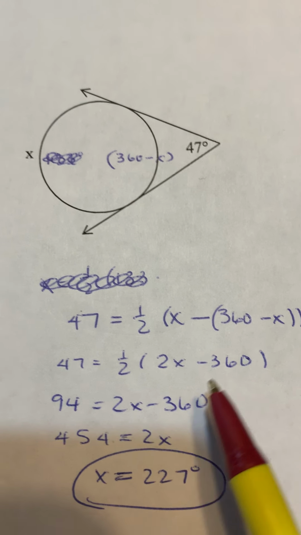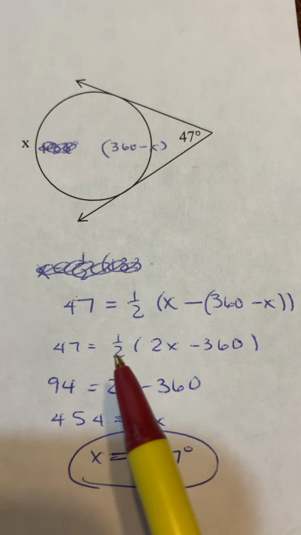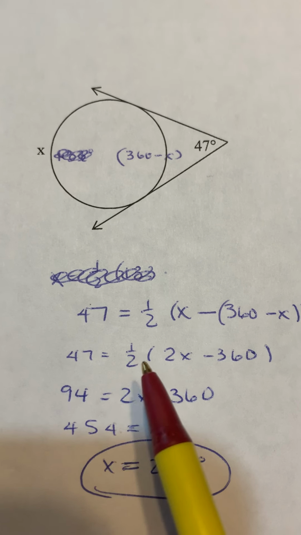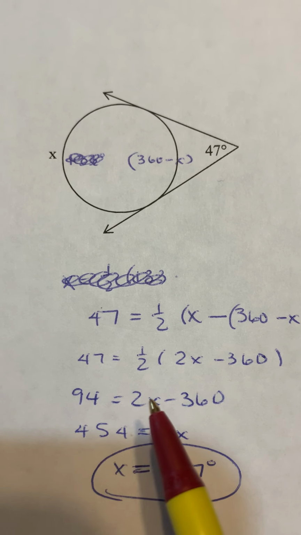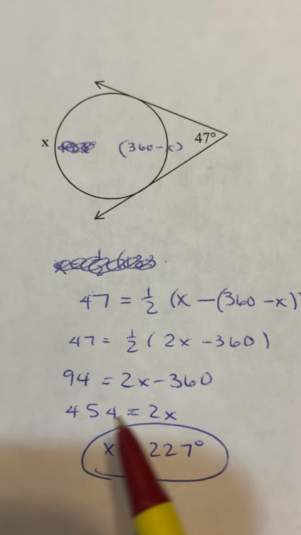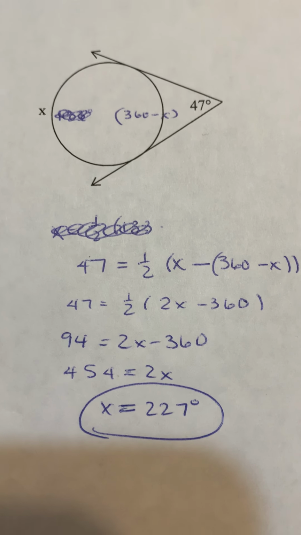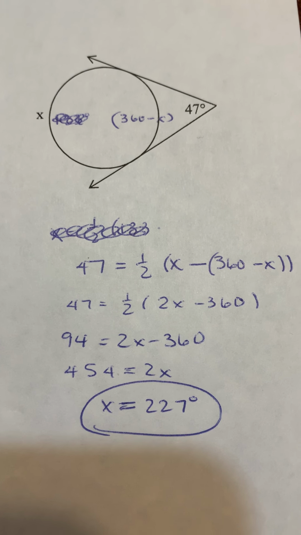So here's what I did now. Instead of multiplying through by a half, because I know nobody likes fractions, let's just get rid of that by multiplying it over here. 2 times 47 is 94, equals 2x minus 360. Now we can finish it up easier. Add the 360, divide by 2, x is 227 degrees.